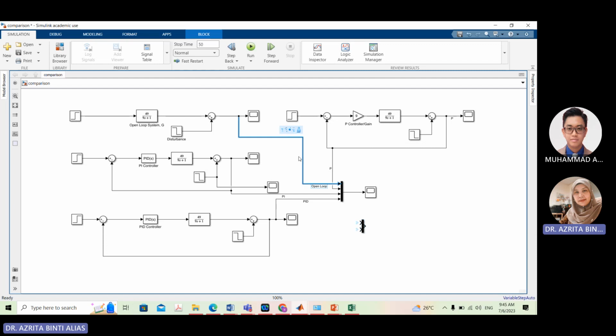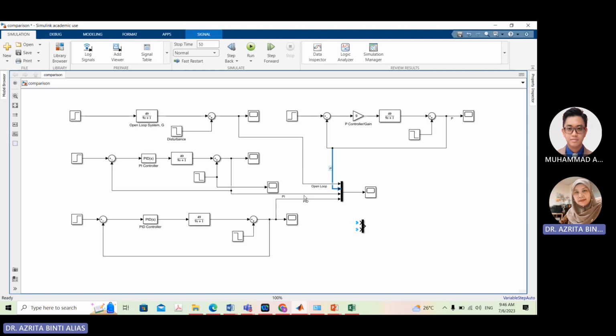So the first value here is from the open loop system. Actually you can name it here. You can give the name: when you click this connector, you can write the name of this connector. Okay, open loop. And then the second here is the P controller, the same point, output.